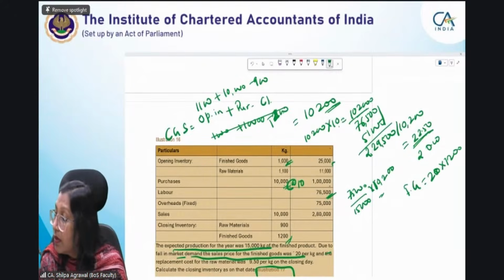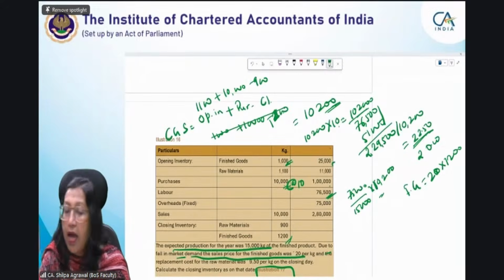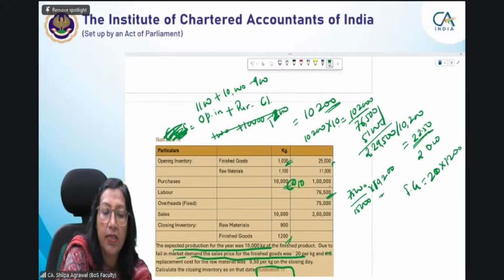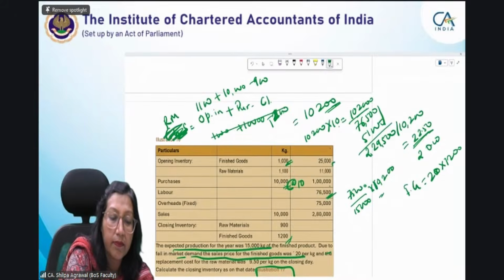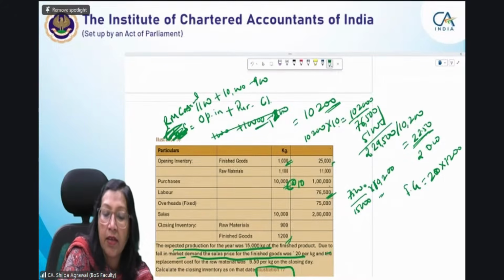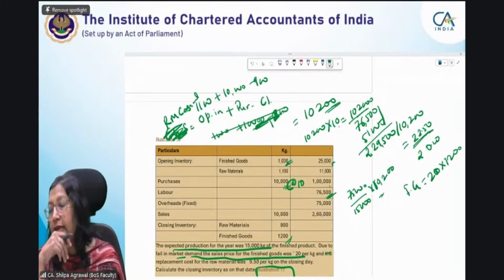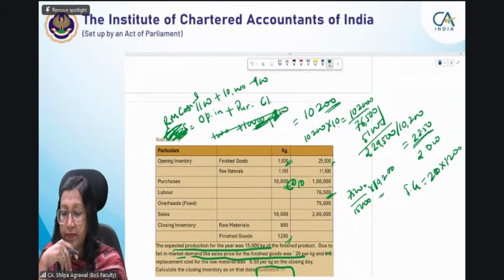Madam, the 10,200 is raw material consumed, not cost of goods sold. This I forgot to remove. It is raw material consumed only. Agreed. We changed the calculation, but I forgot to delete CGS. Okay? Is it okay?